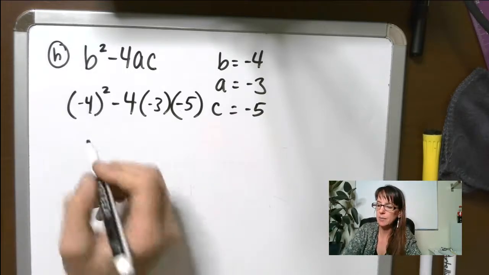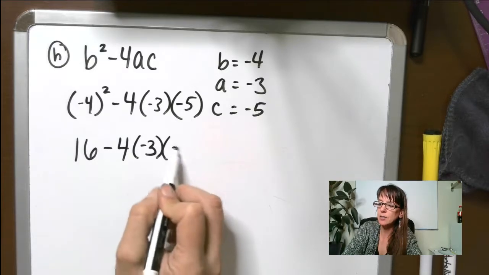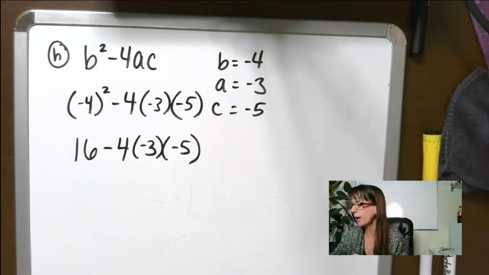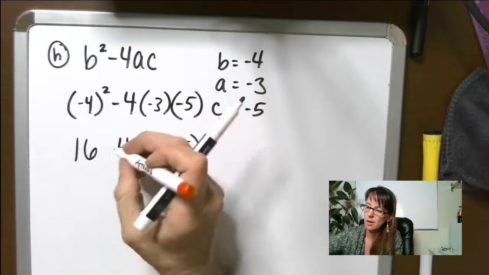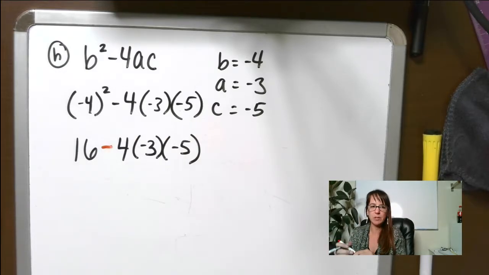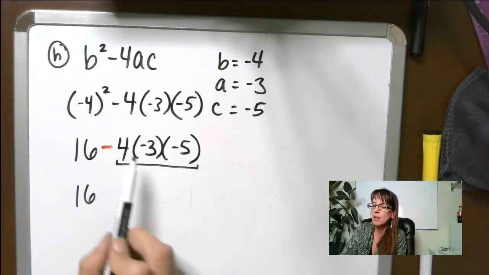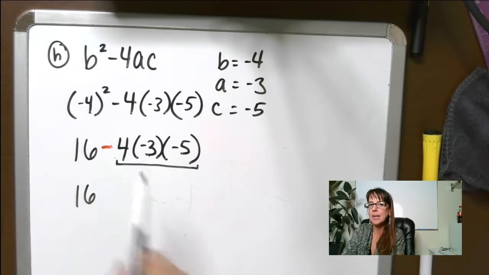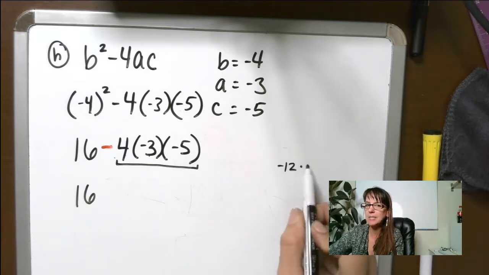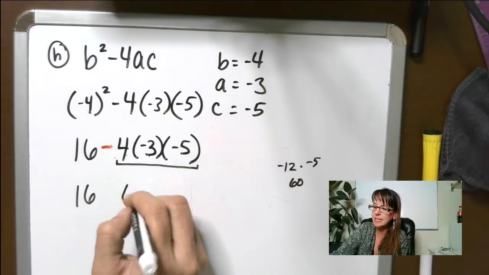-4 squared is going to be 16 minus 4 times, and I'm rewriting these just so that you can see. My subtraction is the one that I want to rewrite. I changed my subtraction sign to a red one so that you can see how this works. I'm going to bring my 16 down, and then I need to do this chunk right here. 4 times -3 is -12, and -12 times -5 is going to be positive 60. So all this is positive 60.